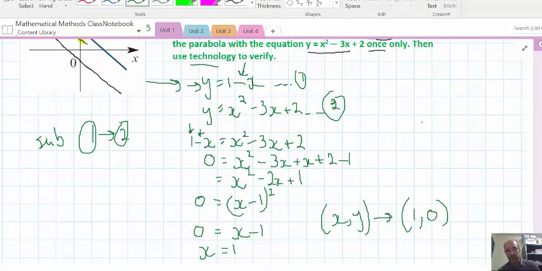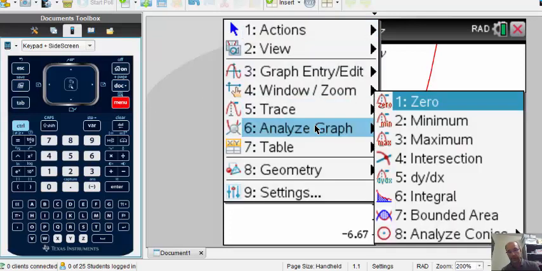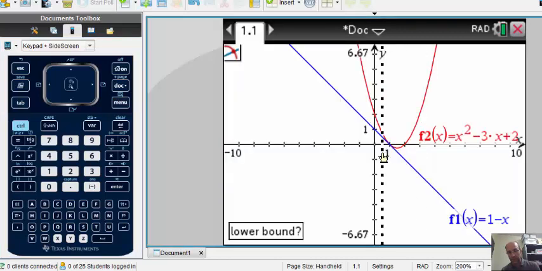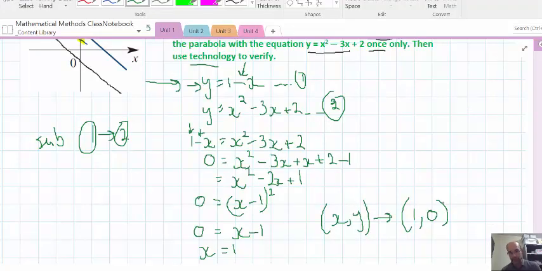Let's use technology now to check that out. So I've entered those in the TI-Nspire, and okay, good, that's a good look, isn't it? We've got a linear and a parabola, and depending on what software we're using, if it's Desmos, you just click on the point of intersection. With the TI, you analyze the graph, and we want to find intersection and upper and lower boundaries, and voila, we have (1, 0). Let's compare that to what we had, and oh yes, it was the same. So happy days.